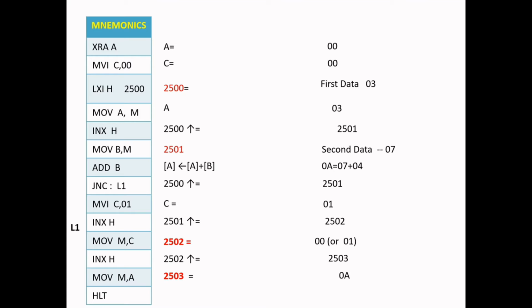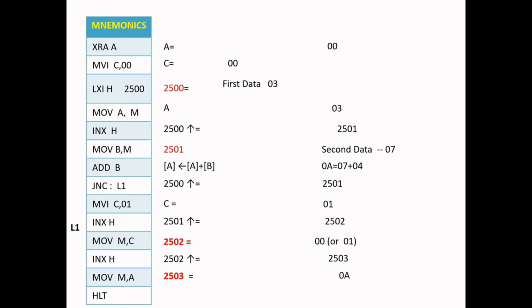Let us see the first instruction, XRA A. This instruction will clear the accumulator, so the accumulator will have the value 00. The next instruction is MVI C, 00. We are also clearing the register C, or we are storing the value 00 in the C register.